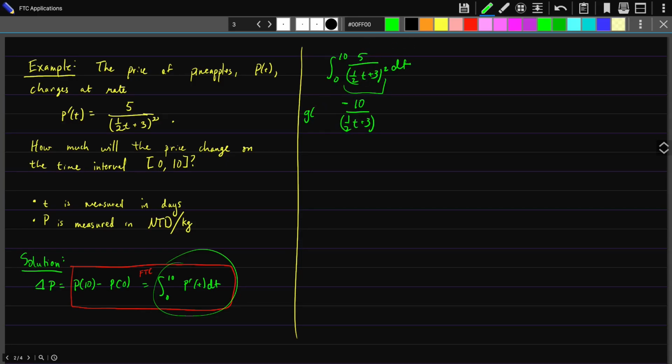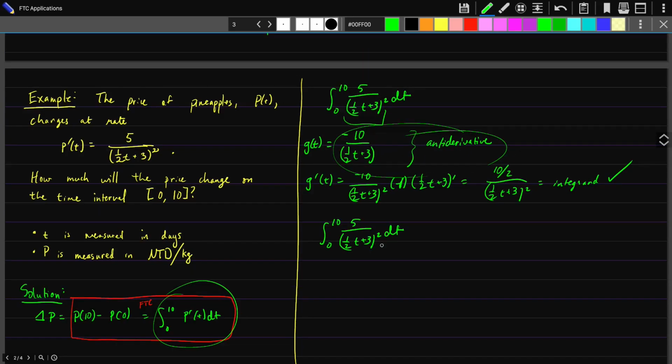And I'm going to guess that an antiderivative would be g of t equals minus 10 over (1/2 t plus 3). And we'll just check that. G prime of t is equal to minus 10 over (1/2 t plus 3) to the power of 2 times minus 1, because I started with a minus 1 power, times the derivative of 1/2 t plus 3, which is equal to 10 over 2 times (1/2 t plus 3) quantity squared, which is equal to my integrand.